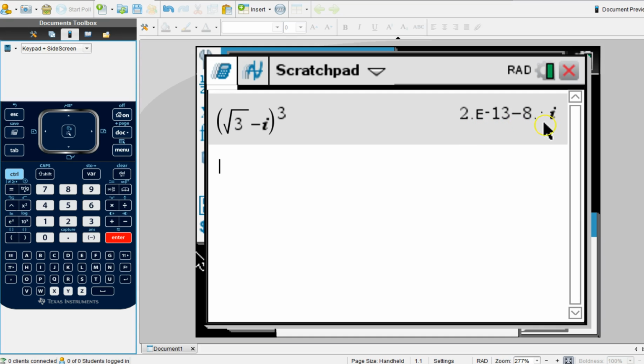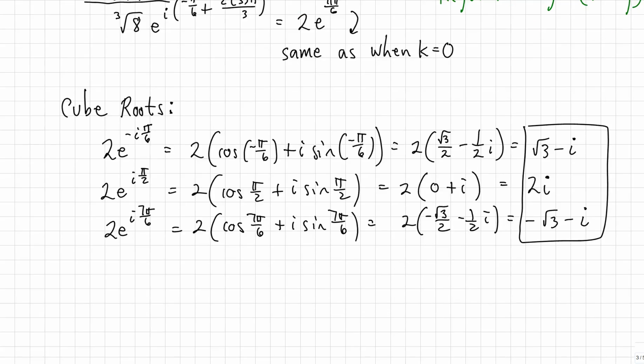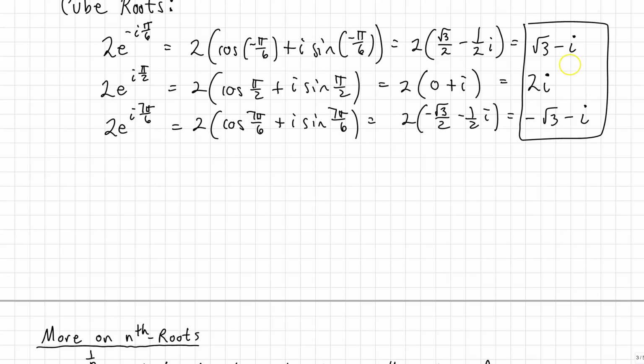Now notice, because of the radical, it gave us kind of a goofy looking number, but it actually didn't. If you look closely, this is scientific notation. So this is 2 times 10 to the -13th, which is essentially 0. So you have 0 minus 8i, which is -8i. So that verifies that that is a cube root of -8i. And you could repeat that for the other two, by the way. I just showed you how to do one.